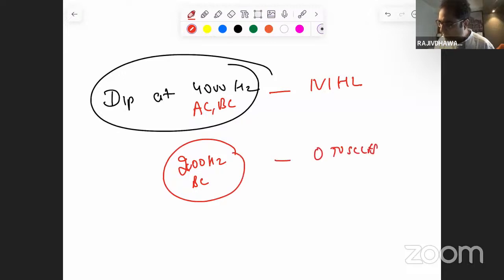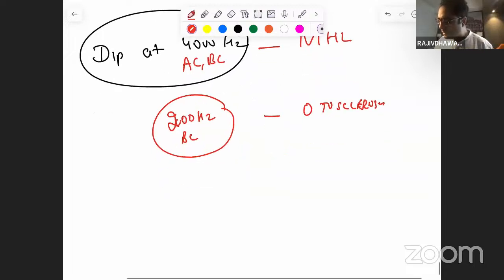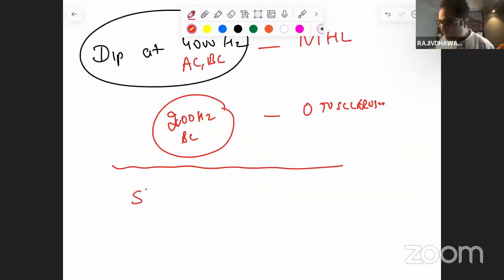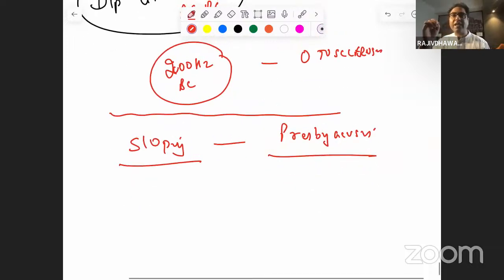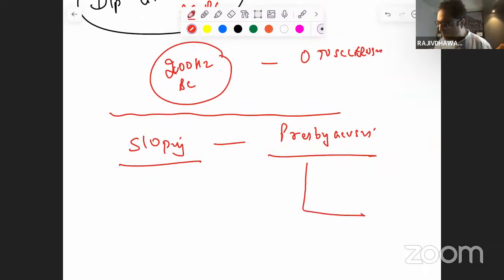So otosclerosis will typically be a case of a young lady with bilateral hearing loss. Sloping audiogram is presbycusis. How to remember what is presbycusis? Age-related hearing loss. Age is sloping you down.